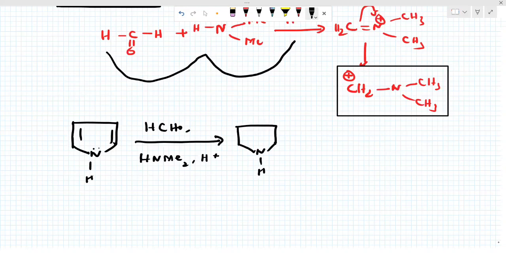Nitrogen, here H, lone pair. Now, here CH2 and N, here CH3 and CH. Okay, this is the product for the Mannich reaction, right?